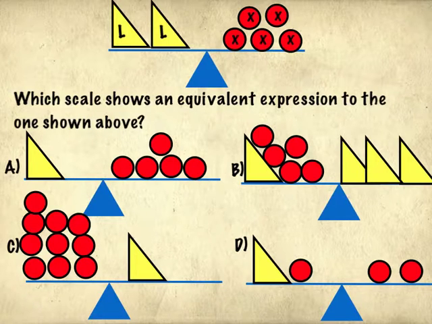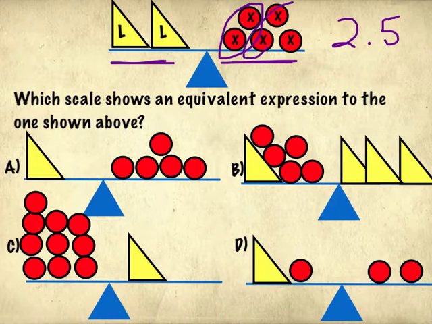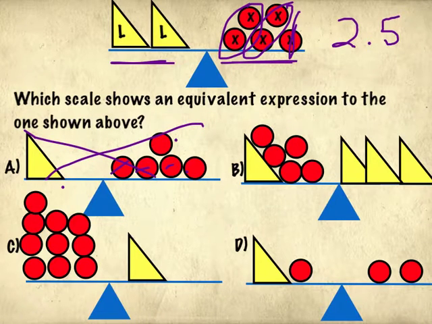So let's take a look. We have that 2 triangles is 5 circles. So that means one triangle must equal 2.5 circles, because they would each get 2, and then they would have to share this one. So 2.5. On A, right away it tells me that one triangle is equal to 1, 2, 3, 4, 5 circles. Well, that can't be right. If 2 triangles are equal to 5 circles, how could one triangle be equal to 5 circles?